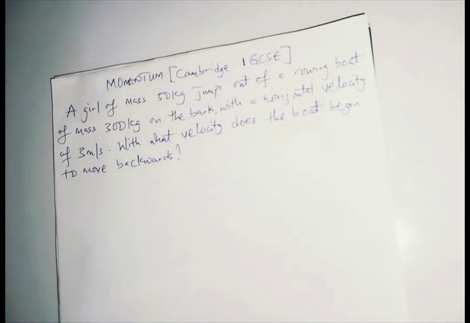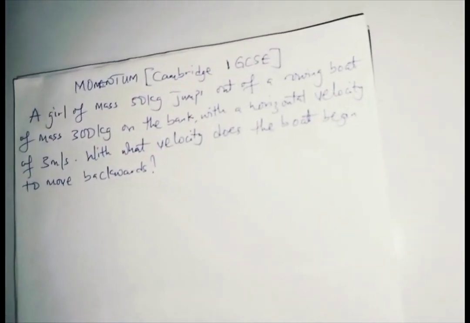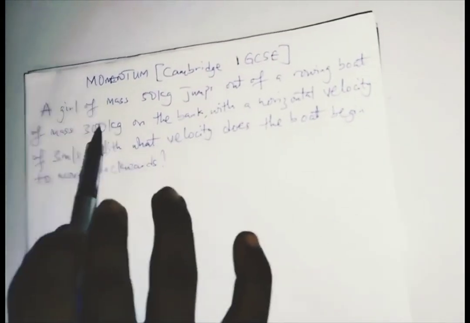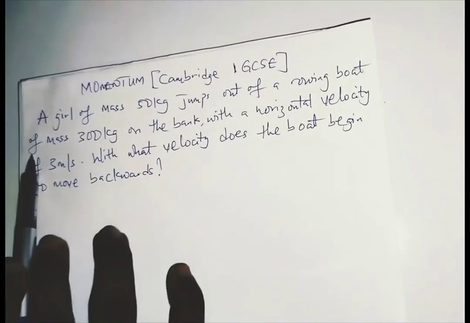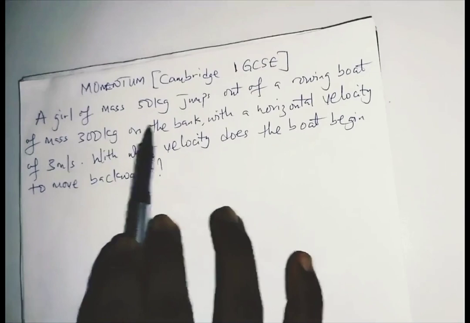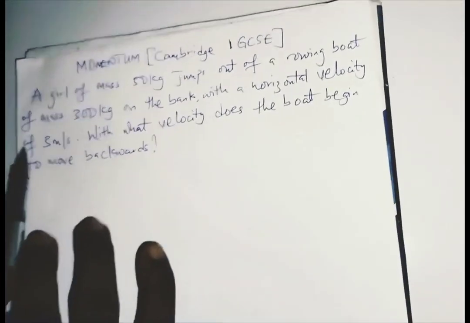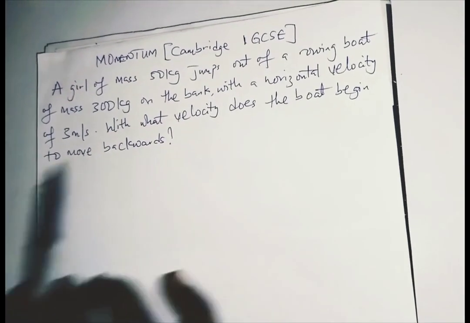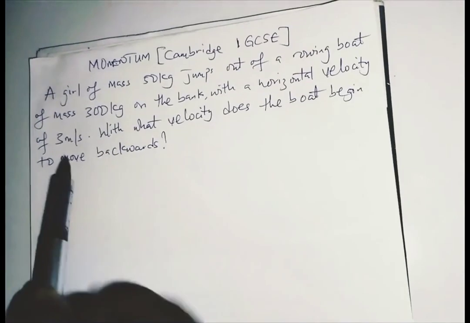Hi everyone, in this video we're going to be looking at another problem on momentum, and it states: a girl of mass 50 kg jumps out of a rowing boat of mass 300 kg on the bank, with a horizontal velocity of 3 meters per second. With what velocity does the boat begin to move backward?